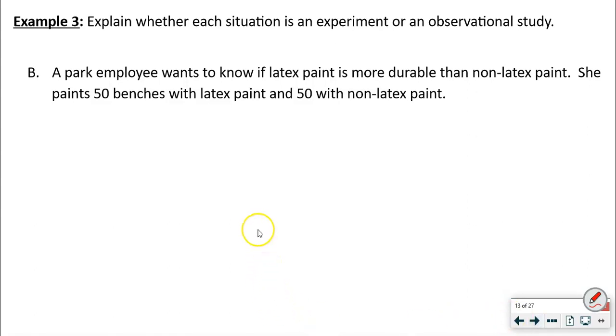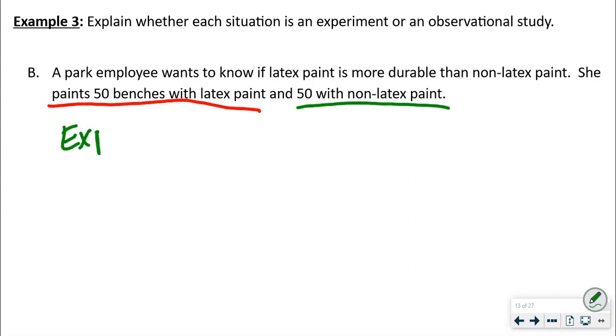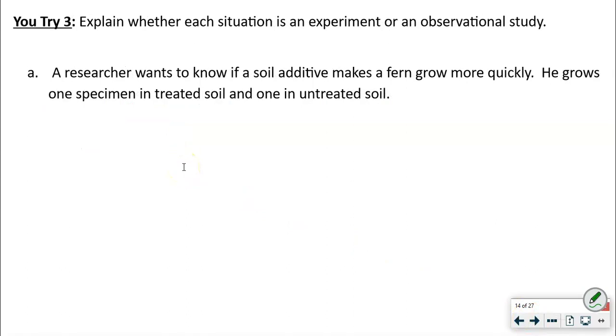So a park employee wants to know if latex paint is more durable than non-latex paint. So she paints 50 benches with latex paint and 50 benches with non-latex paint. Do you notice that we have the same number of items, the benches, that we're doing different things to? So this would be what we would say is an experiment, right? Why? Because we have the same number of items that we're doing different things to, to different treatments. So let's see if you guys can do these next two and then come back to me when you're done.